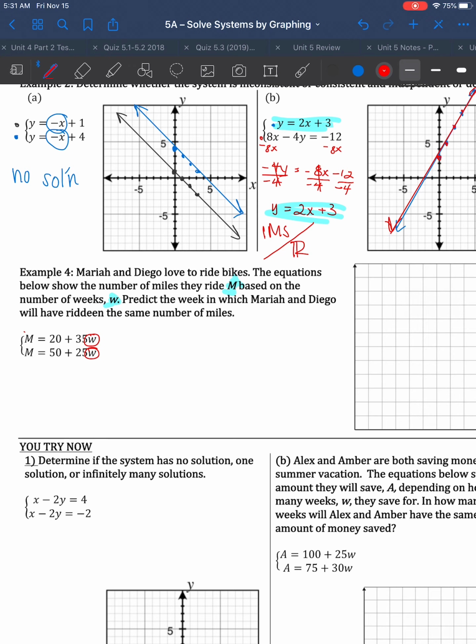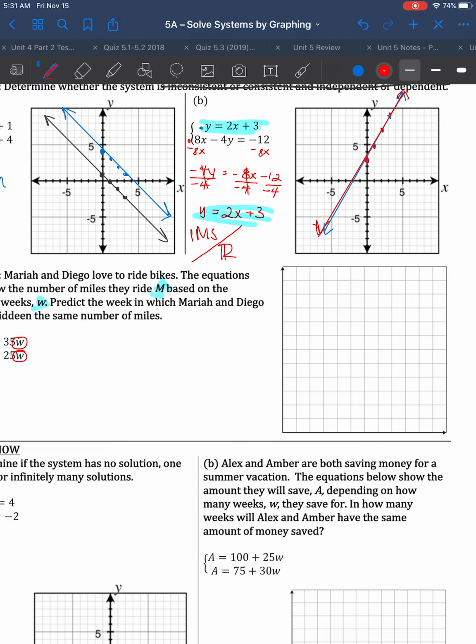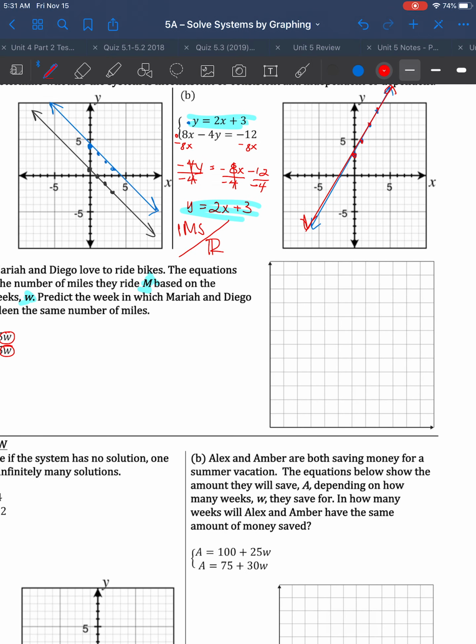They're both already solved for what would be considered my y value in this case. So we can start labeling our axes. The x-axis would be our number of weeks.